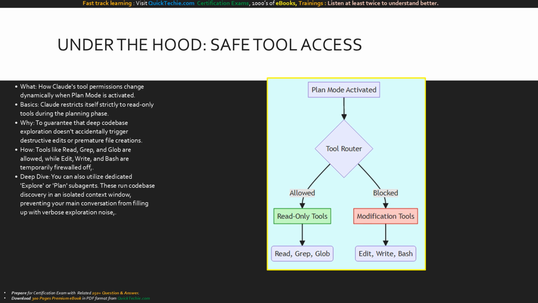When you toggle plan mode, you are fundamentally changing Claude's tool permissions. During the planning phase, Claude intelligently restricts itself to read-only tools, such as read, grep, and glob. Why? To guarantee that the AI's deep exploration of your codebase does not accidentally trigger a destructive edit or a premature file creation. For a deeper dive, you can also leverage the dedicated explore or plan subagents.